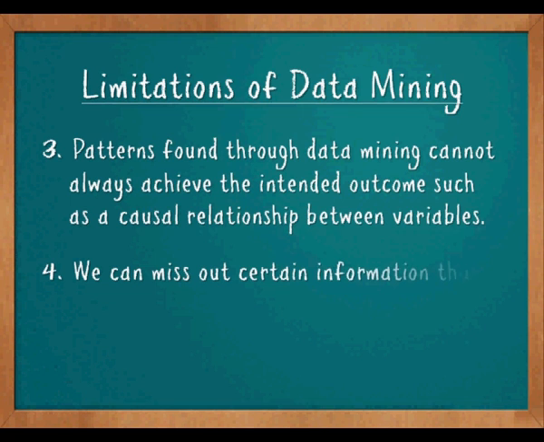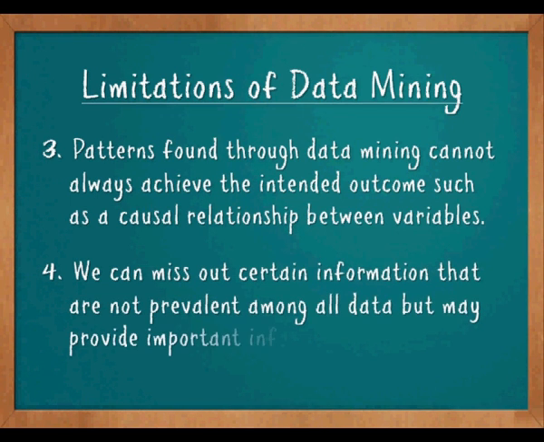Lastly, because data mining tries to find patterns, it is highly likely that we miss out certain information that is not prevalent among all data but may provide important information for us. For example, to assess the validity of a data mining application designed to identify potential terrorist suspects in a large pool of individuals, the user may test the model using data that includes information about known terrorists. However, while possibly reaffirming a particular profile, it does not necessarily mean that the application will identify a suspect whose behavior significantly deviates from the original model.